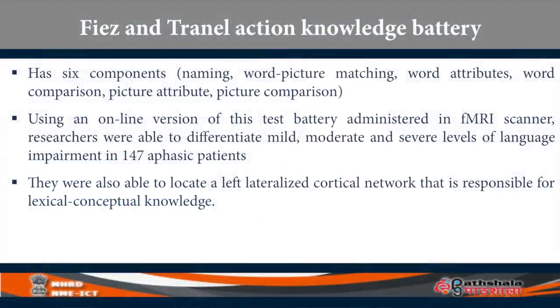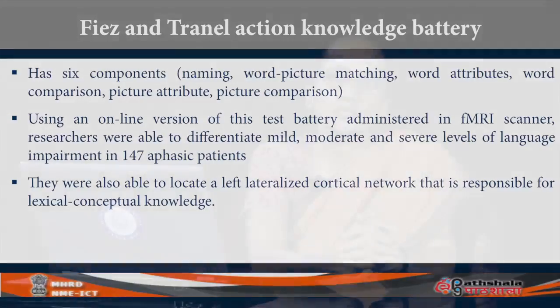I suggest you go back and read from the e-text more description about this particular battery. But the point that I would like to stress here is that the researchers were able to locate a left lateralized cortical network that is responsible for lexical conceptual knowledge. That is, when the focus is how the brain processes lexical knowledge, especially in relation to action knowledge, they were able to very clearly say, based on 148 aphasic patients, that there is a network in the left hemisphere. They are not saying Broca's area or anything, but left hemisphere structures network is involved in action knowledge.